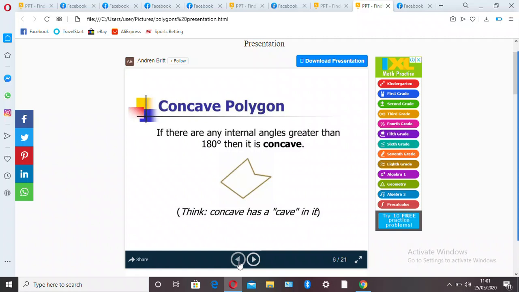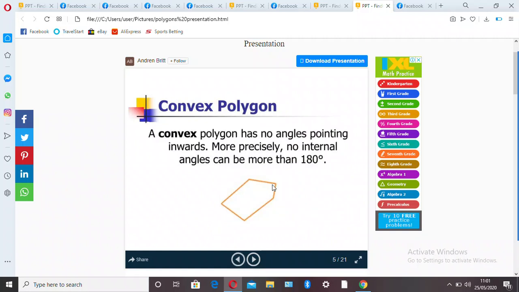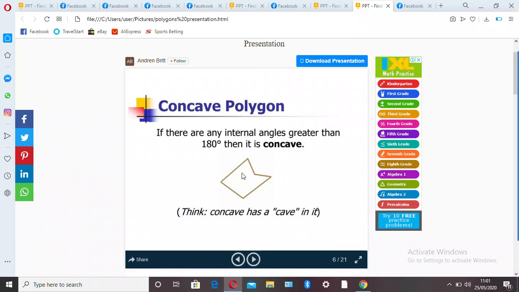Look at the difference between the two. See the convex, nothing is coming inward. This one, concave, caves in. You have one angle coming in. So usually the angle is more than 180 degrees, because once we have this, we'll be talking about angles at a point, and this one will definitely be more than 180 degrees. So it has an internal angle that is above 180 degrees, so we call it a concave polygon.